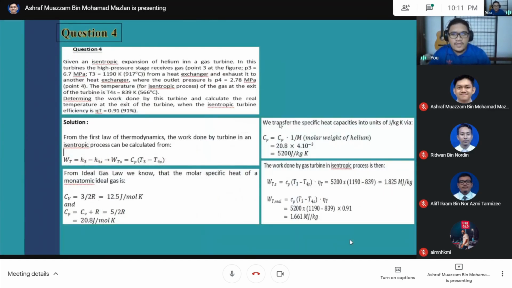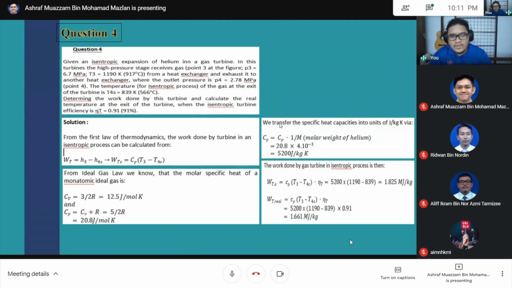For question 4, we are given an isentropic expansion of helium in a gas turbine. In this turbine, the high pressure stage receives a gas at, in this figure, P3 equals 6.7 MPa, and from a heat exchanger and exhausts to another heat exchanger. Now, what this question wants is to determine the work done by this turbine and calculate the real temperature at the exit of the turbine when the isentropic turbine efficiency is 0.91, which is 91%.